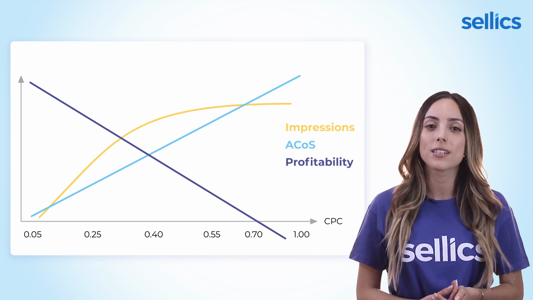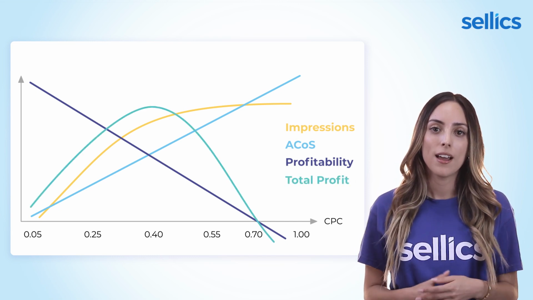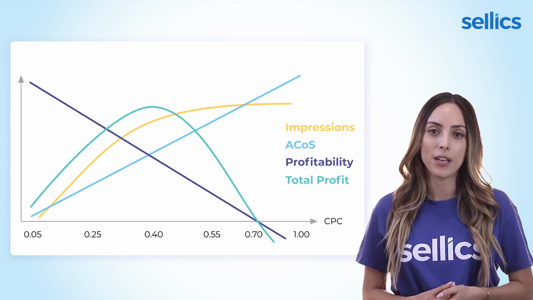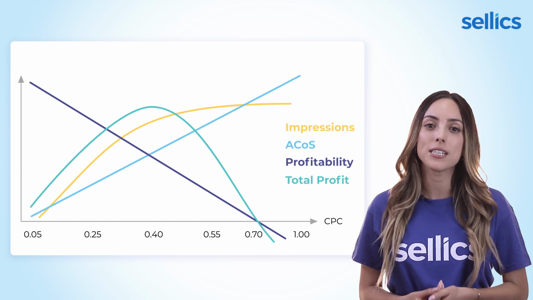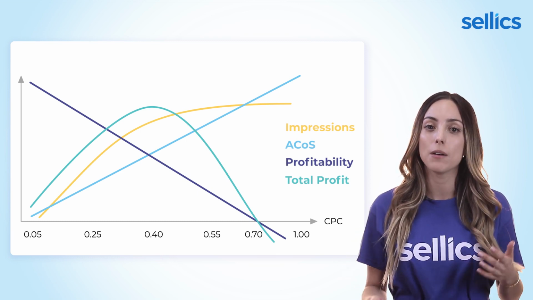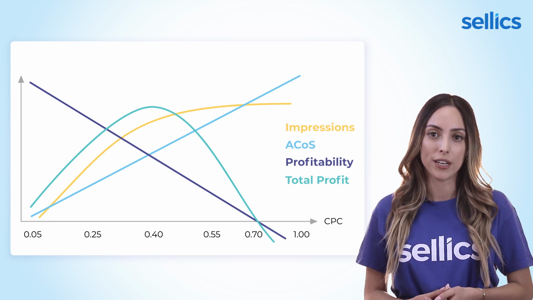The total profit would look something like this. At first, it will increase because you are making more and more sales the higher you bid. But at a certain point, your CPC and ACoS will be so high that the PPC costs will eat up your margin and your profits will shrink.